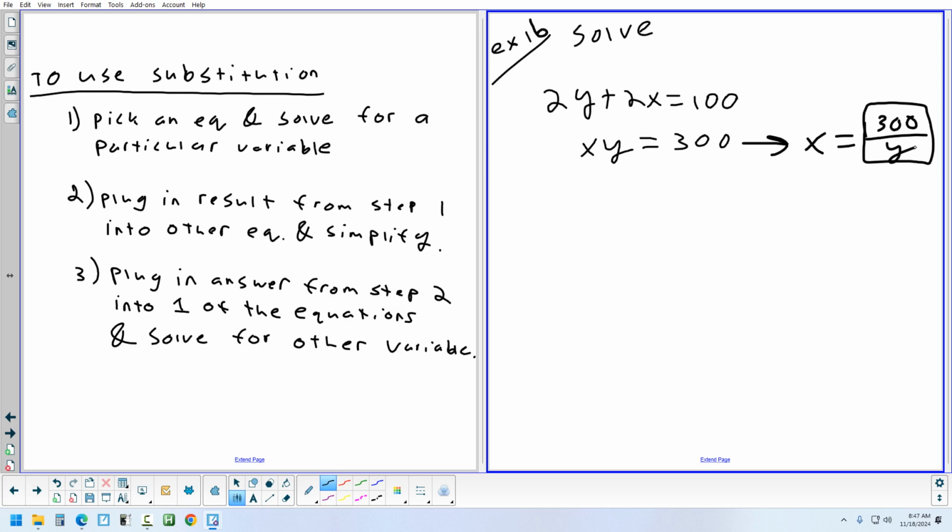Now, it says to plug in the result, what's in the box, into the other equation. What letter is this going to get plugged in for? X. Yeah, it's going to get plugged in for X in the top equation. So let's do that and then see what happens. So we got 2y plus 2 times, and now you're not going to put x back next to the 2. You're going to fill in 300 divided by y.